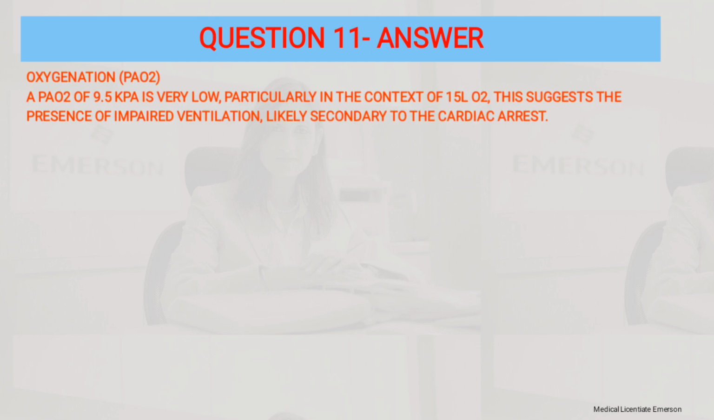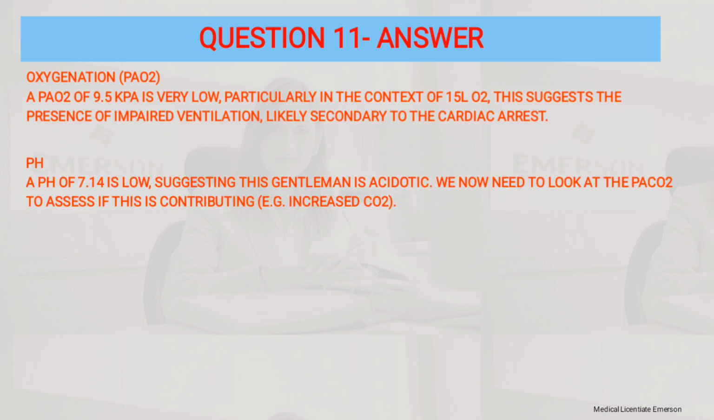So in terms of oxygenation, the oxygenation is 9.5 on O2 and it is very low, particularly in the context of the 15 liters of O2. This suggests the presence of impaired ventilation, likely secondary to the cardiac arrest. So the pH of 7.14 is low, suggesting that this gentleman is acidotic, and we now need to look at the partial pressure of carbon dioxide to assess if it is contributing to the acidosis. It means there should be an increased carbon dioxide if it is contributing to the acidosis.